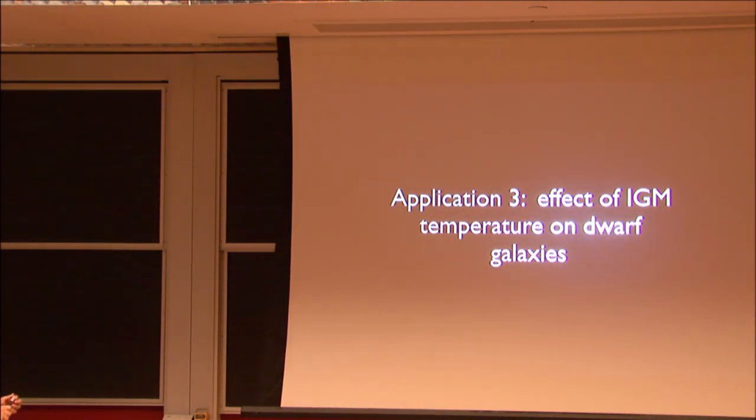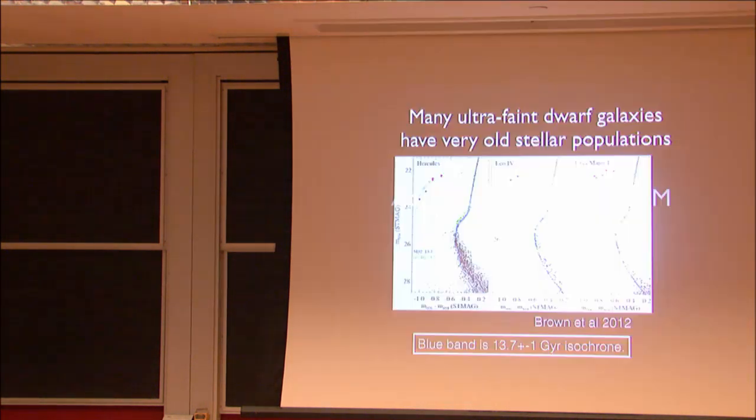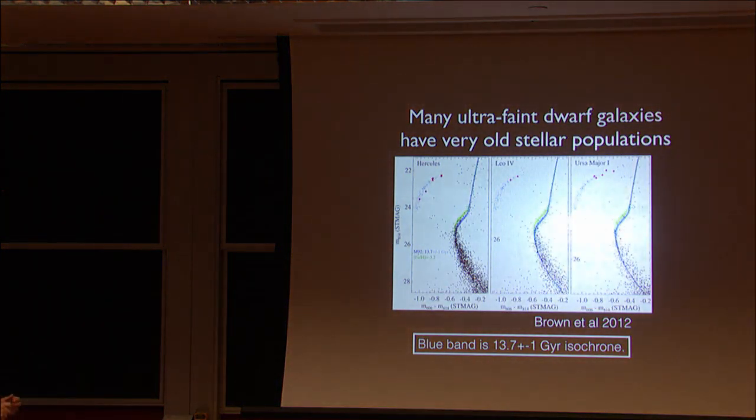Okay. And so final application, just to touch base with the galaxy formation people, is the IGM temperature also affects the formation of dwarf galaxies. And so in the Milky Way, we see these ultra faint dwarfs. There's been a huge amount of research on them in the last few years. If you look at the stellar populations, this is a color magnitude diagram, the stellar populations are quite old. The blue band is isochrones for 13.7 gigayears plus or minus one.